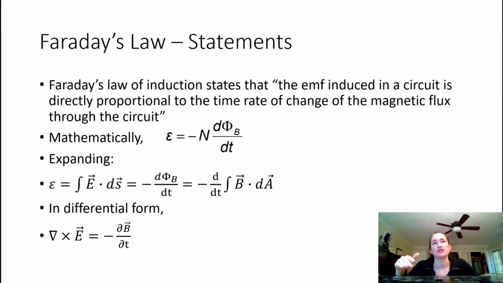Of course, the EMF is just a voltage, which is related to the electric field via the EMF is equal to the integral of E dot ds. Remember that there's no minus sign in an EMF induced from Faraday's law. We talked about that in another lecture. So the EMF is equal to the integral of E dot ds, which is equal to minus d phi B dt, which is minus d dt of the integral of B dot dA. So that is the integral form of Faraday's law. Now in differential form, del cross E is equal to minus partial of B with respect to t. So that's the differential form.